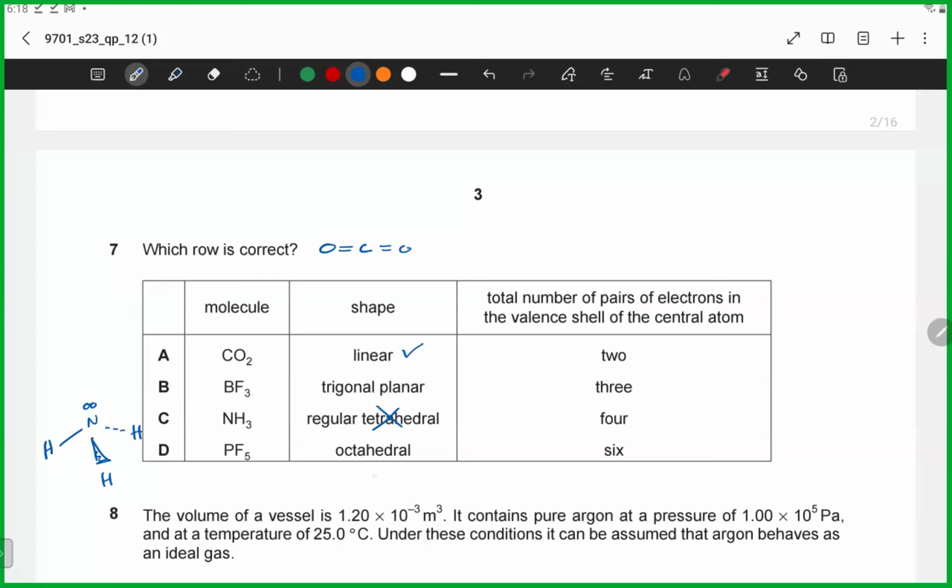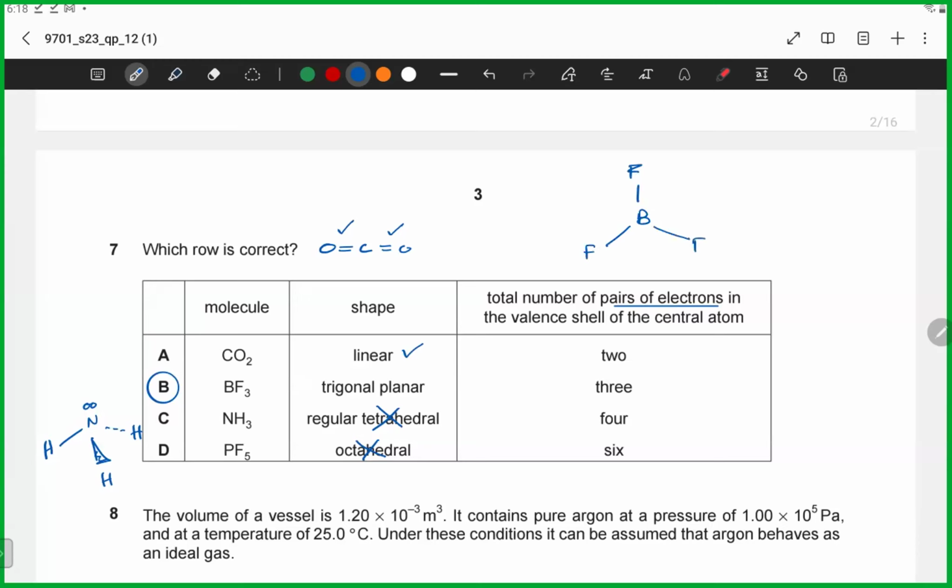PF5 is not octahedral. Okay? For that you need 6 bonds. So these two are wrong. But he's talking about the pairs of electrons. In CO2 it's actually 4 pairs of electrons: 2 pairs on this side, 2 pairs on this side. So B is the correct option. Boron is group 3, so that means it makes 3 bonds.